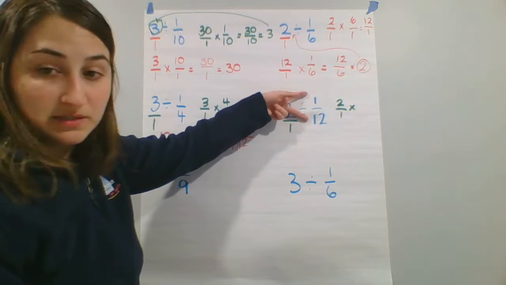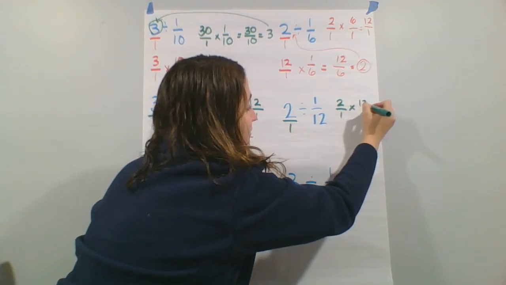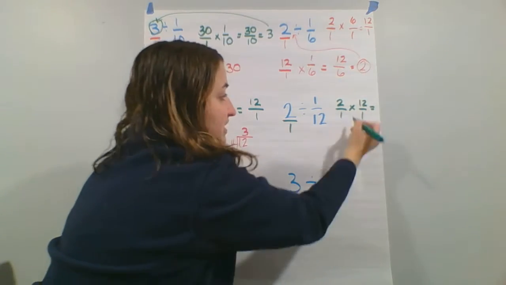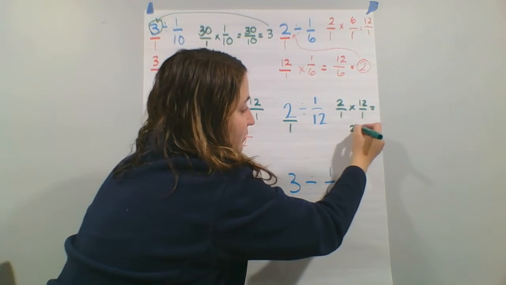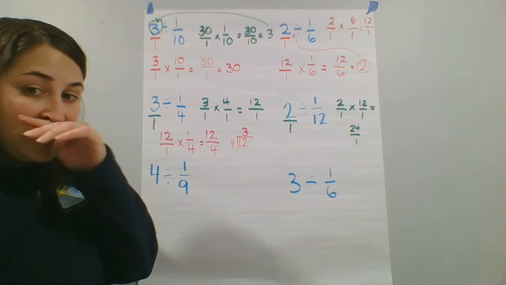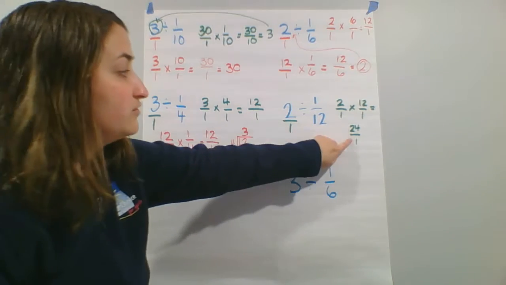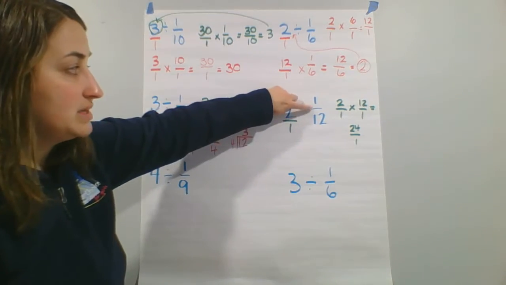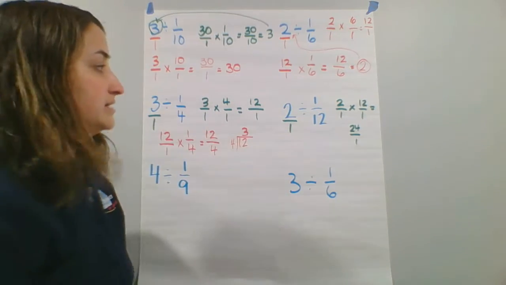1/12, we flip to become 12 over 1, which gives us 2 times 12, which is 24, 1 times 1, which is 1. And then we're going to take that 24 over 1, multiply it by our 1/12 to check our answer.